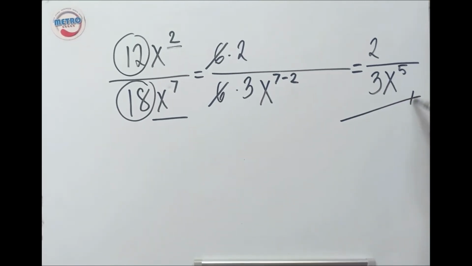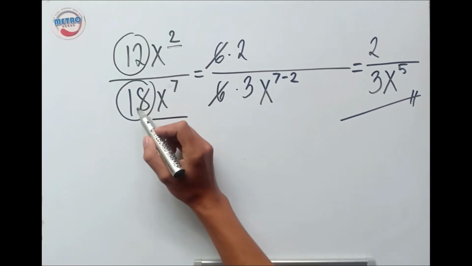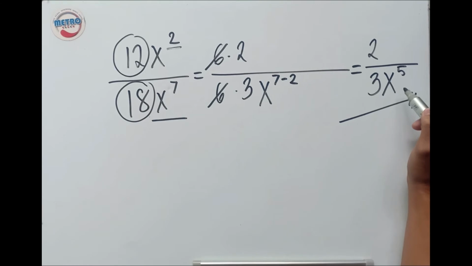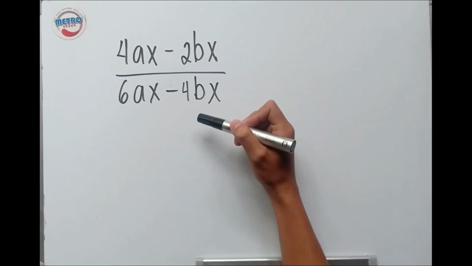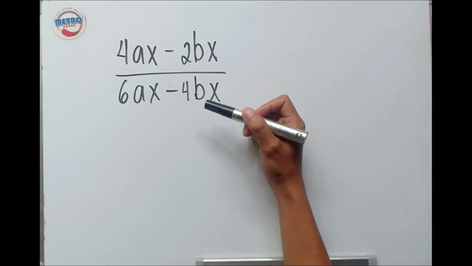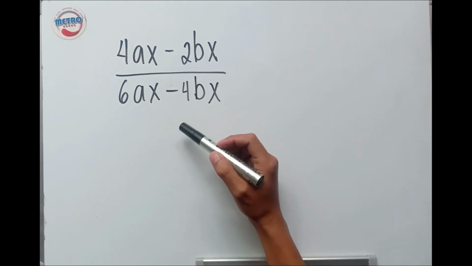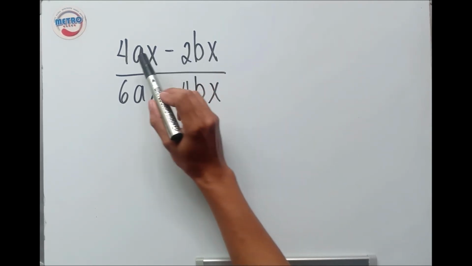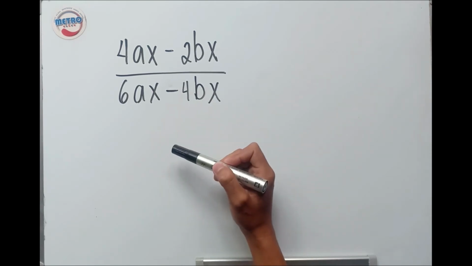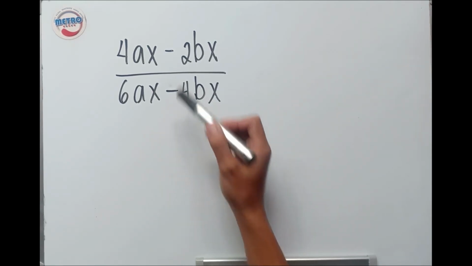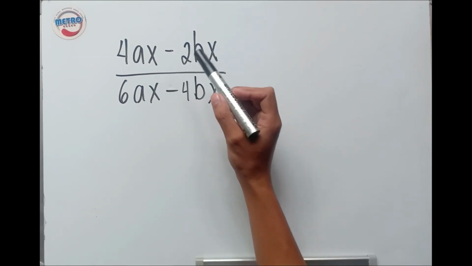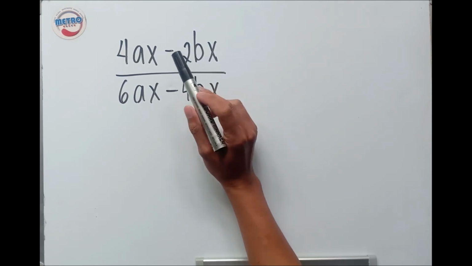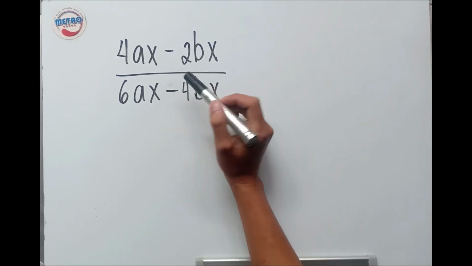Now, the simplified form of 12x squared over 18x raised to 7 is 2 over 3x raised to 5. Let's have another example for simplifying rational expressions. In this given, you will notice that there are operations between terms. If there are operations between terms, we cannot simply cancel like terms, or like numbers, or like variables.